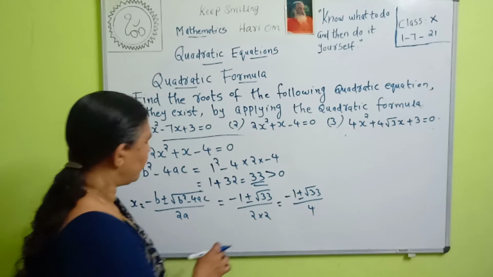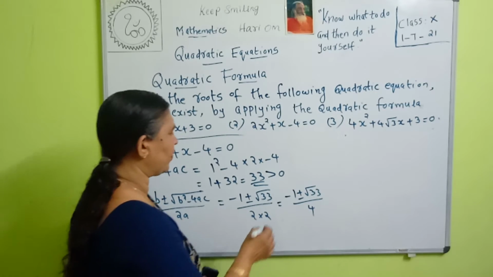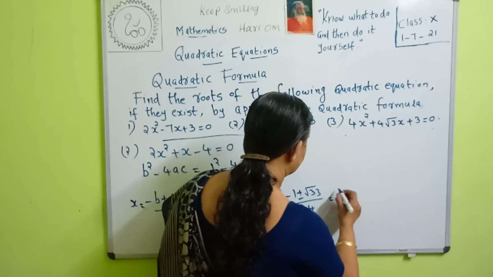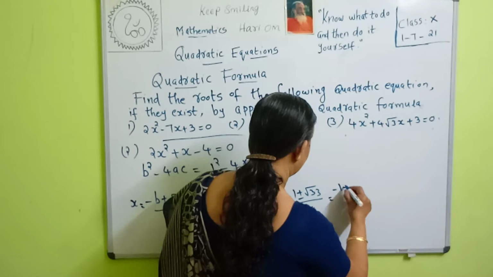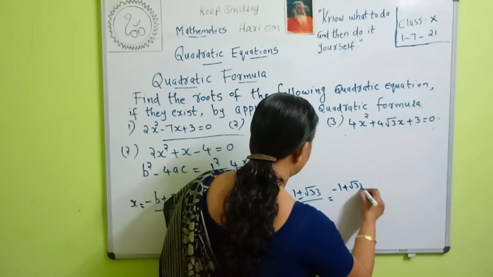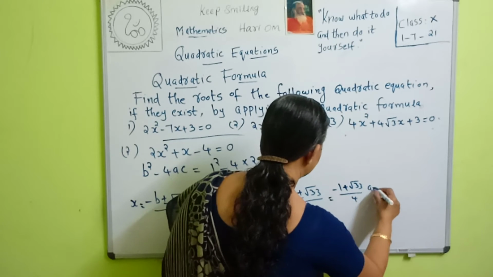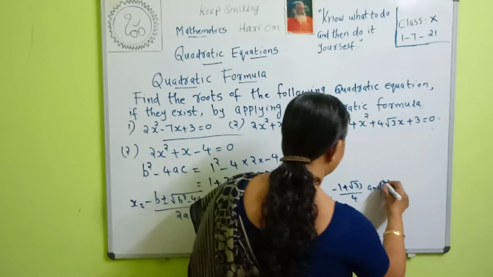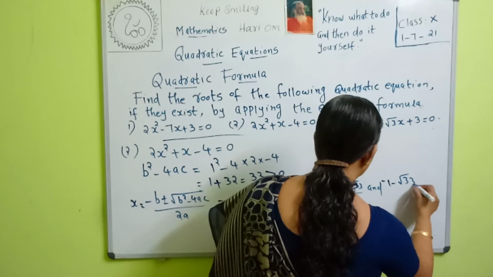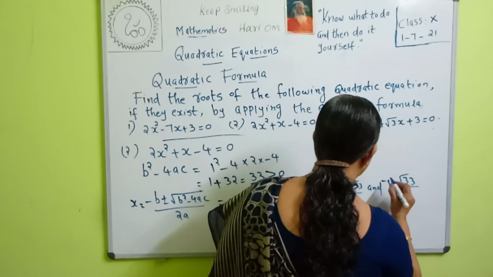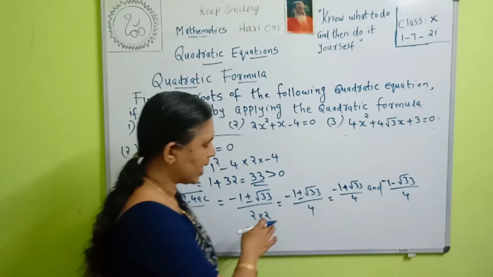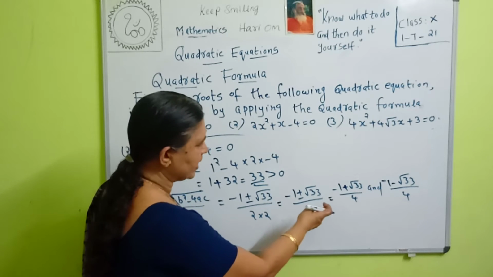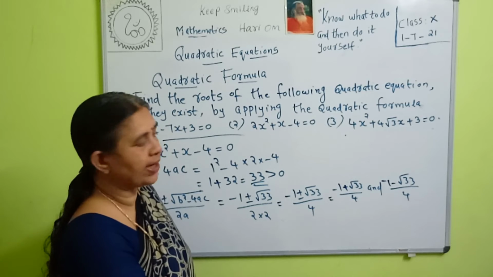Then what are the roots of the equation? Here root 33 is not a perfect square, so we can write it like this: minus 1 plus root 33 by 4 and minus 1 minus root 33 by 4. So what are the roots of the equation? The first one is minus 1 plus root 33 by 4 and the second one is minus 1 minus root 33 by 4.